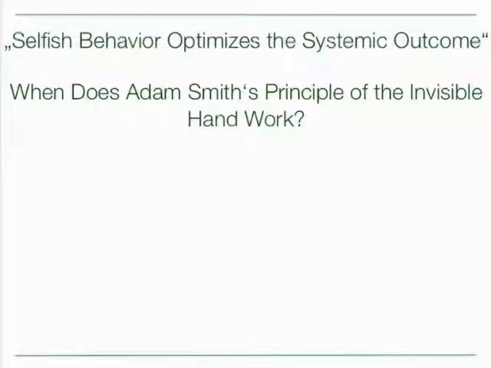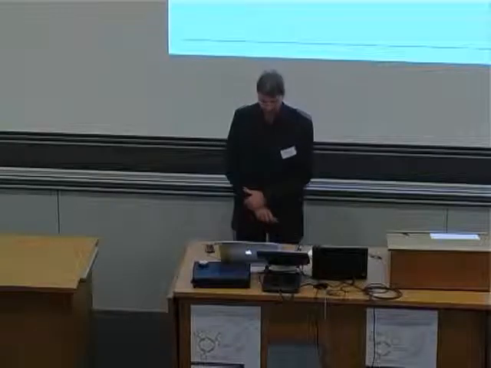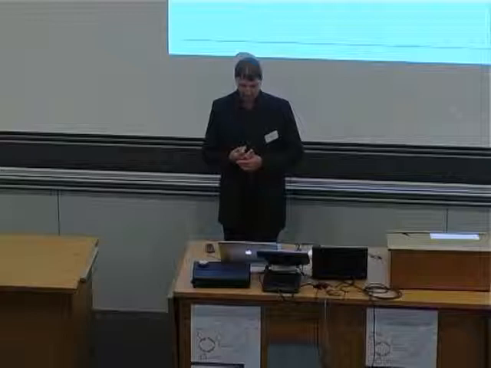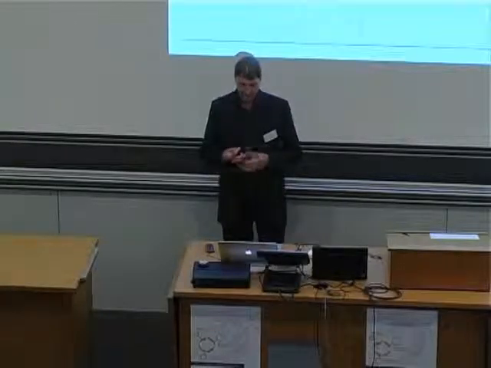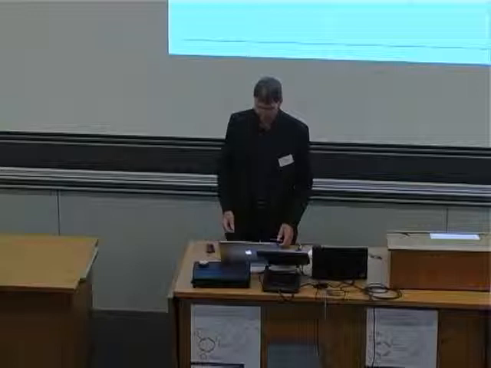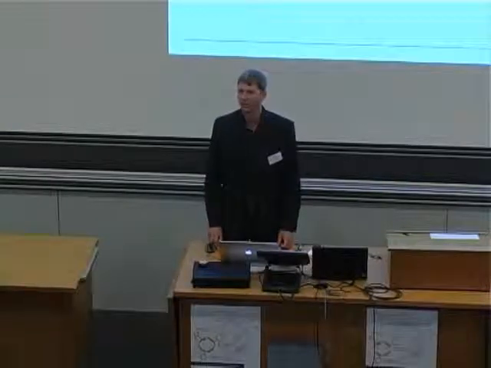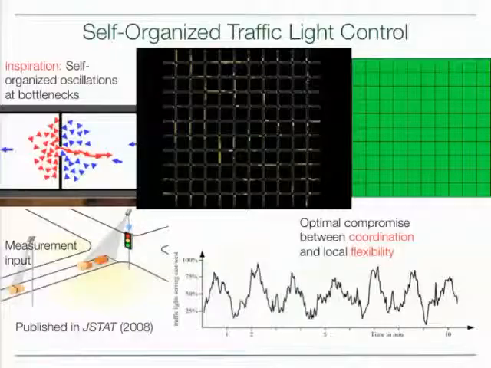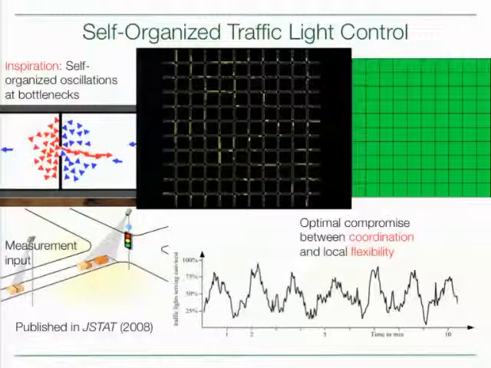Well, let's come back to Adam Smith's principle of the invisible hand. The free market paradigm is based on this principle. It's often paraphrased in a way that, by the way, Adam Smith himself didn't paraphrase this way, that selfish behavior optimizes the systemic outcome. So if you just do what is good for you, it would be good for our society. And let's have a look at another system which we can fully control in our computer.